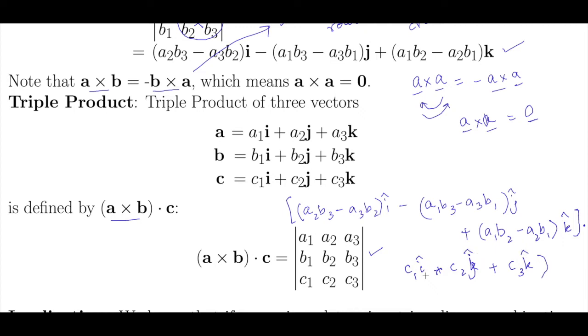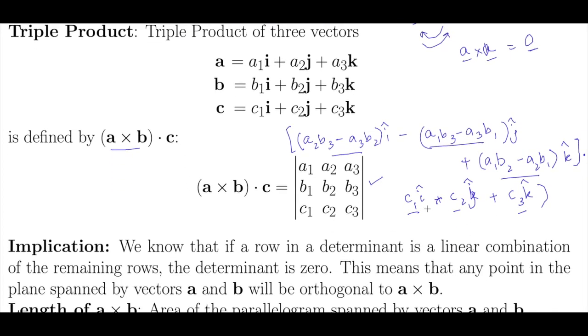Okay, now if we take the dot product, this guy will be multiplied by this guy, this will get multiplied by this guy, and this guy will get multiplied by this guy. So it's obvious that once we do that, i times i is 1. So all we have to do is this will be replaced by c1, this will be replaced by c2, and this will be replaced by c3, and this is exactly the expansion of this determinant here. Okay, so what does it mean?